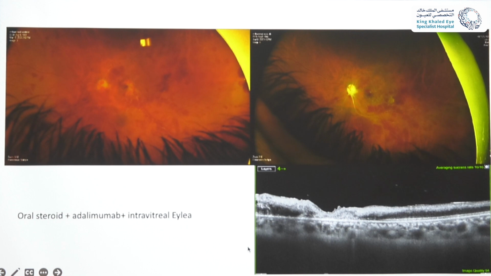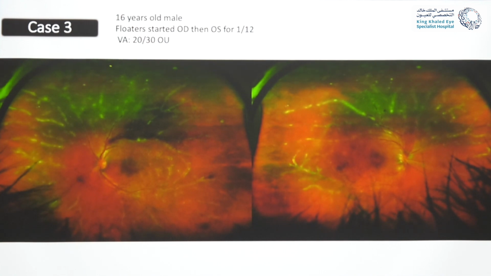And this is after treatment. The patient received oral steroid, Humira, and multiple injections of Eylea. This is another case, which is a 16-year-old male who came complaining only of flutters that started in the right eye and then shifted to the left eye for 1 month. His visual acuity is 20/30 in both eyes.